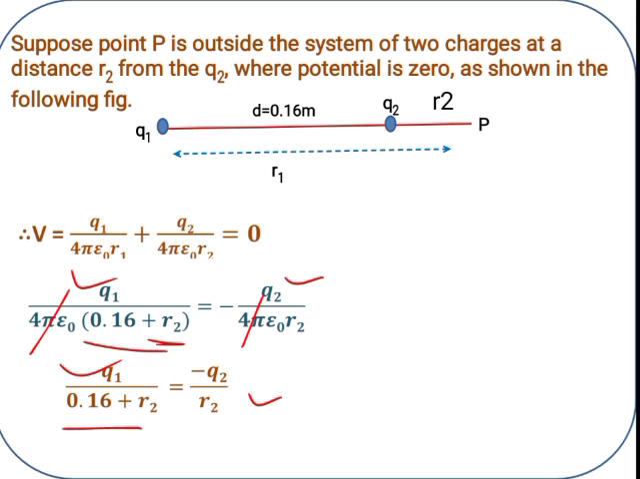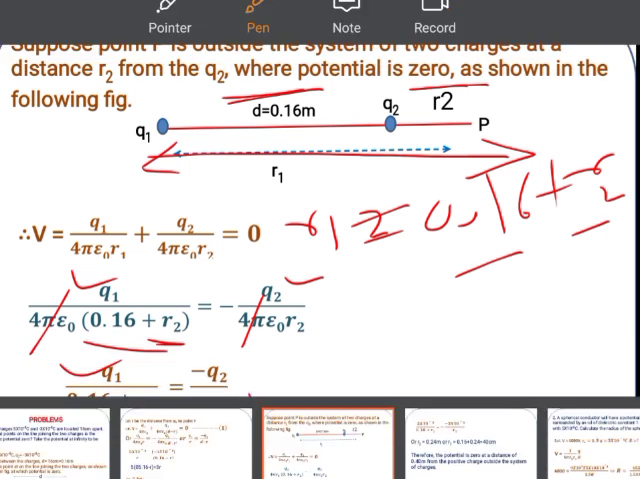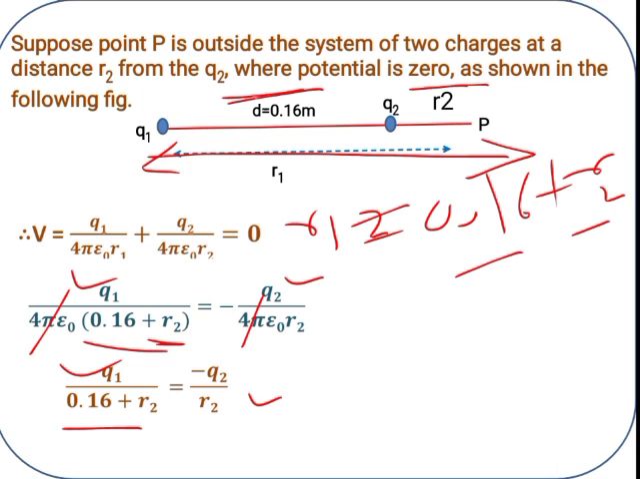Why here R2? Because you just carefully see what R1 is here. Is it not this much plus this, 0.16 plus R2? So this is the total R1. So instead of R1, what I substituted here is 0.16 plus R2, and here it is R2 as it is. Okay. Next step.